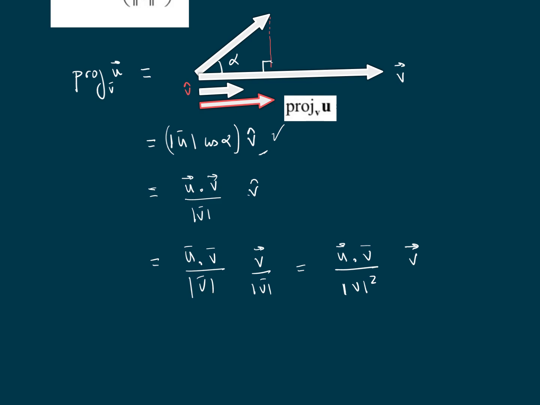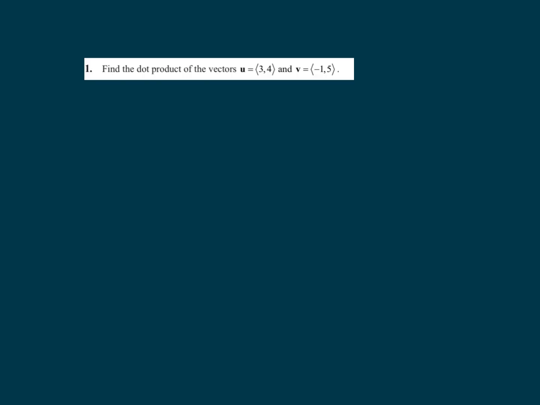Let's go now to do the problems. The first problem that we are going to solve is to find the dot product between two vectors. We are going to find a number. The two vectors are u = (3, 4), the vector that goes from the origin to the point (3, 4), and the vector v = (-1, 5), the vector that goes from the origin to the point (-1, 5).